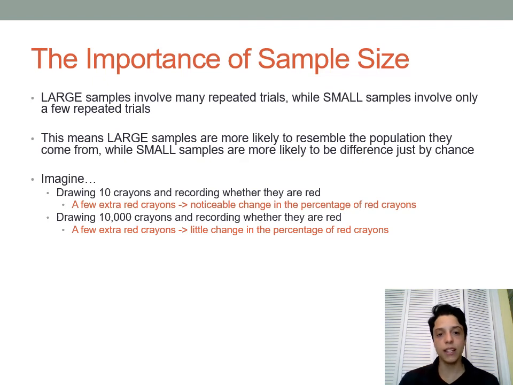And the main idea here is that if you repeat probabilistic trials over and over again, the unlikely events tend to cancel each other out. So you happen to draw a couple of extra red crayons.